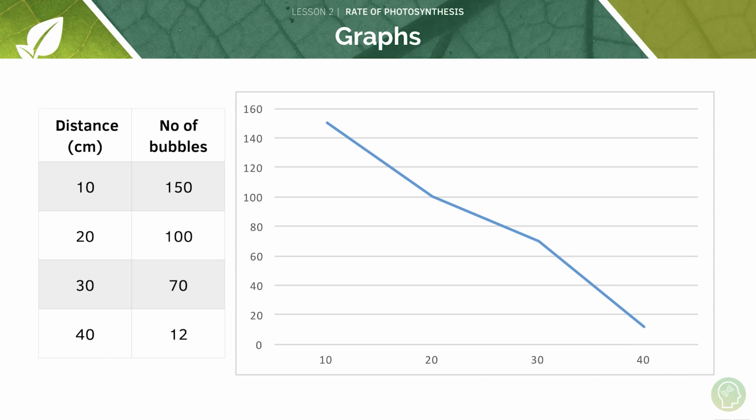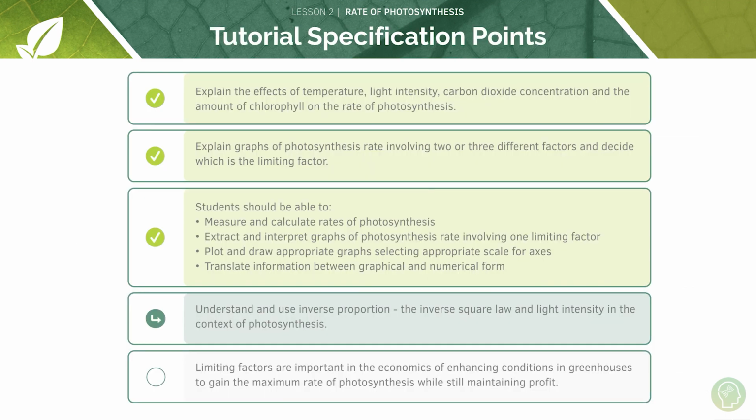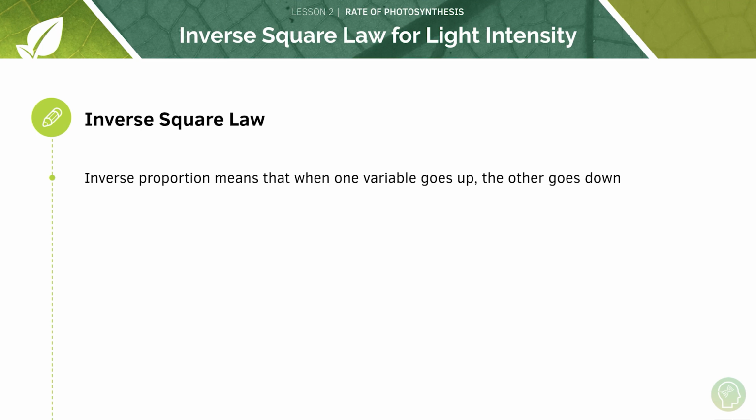So, now let's have a look at the inverse square law. Earlier on I was talking about how the rate of oxygen production is proportional to your rate of photosynthesis. So that means as your oxygen production goes up, your rate of photosynthesis goes up, or vice versa. Now we're talking about inverse proportion, so it's going to be the opposite of that. So when one variable goes up, the other variable goes down.